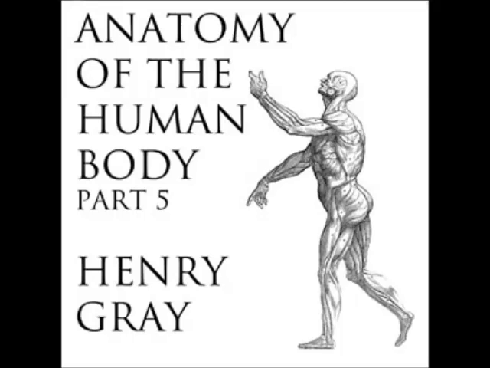Anatomy of the Human Body, Part 5, by Henry Gray. The Kidneys, Part 1. The urinary organs. The urinary organs comprise the kidneys, which secrete the urine, the ureters or ducts which convey urine to the urinary bladder, where it is for a time retained, and the urethra, through which it is discharged from the body.